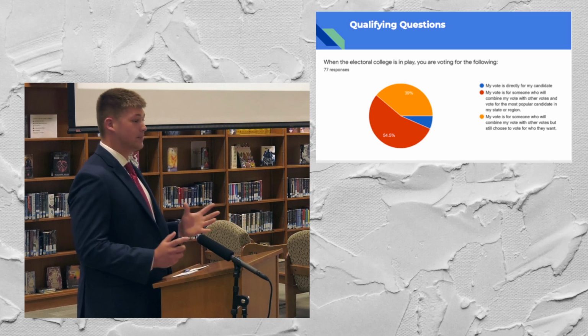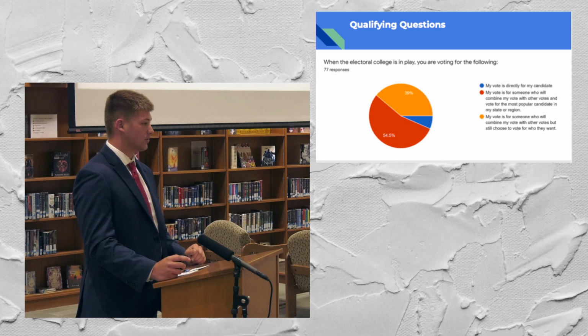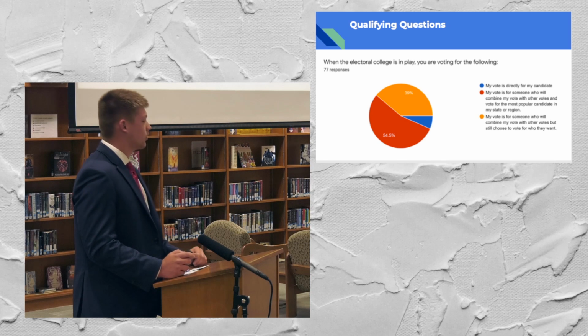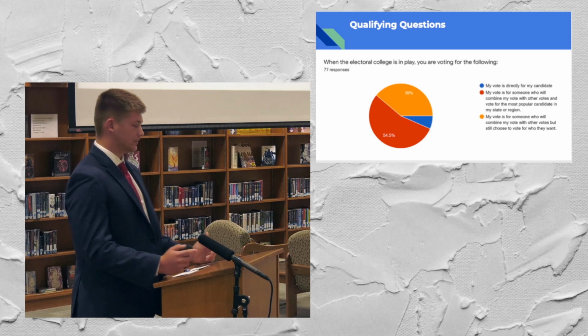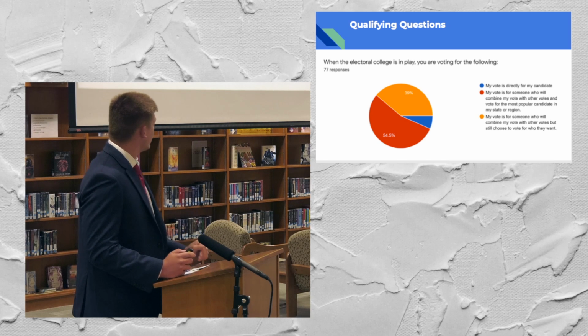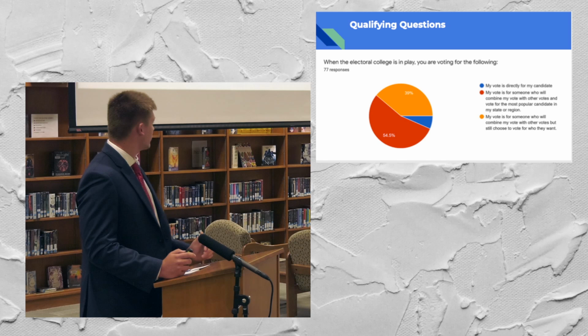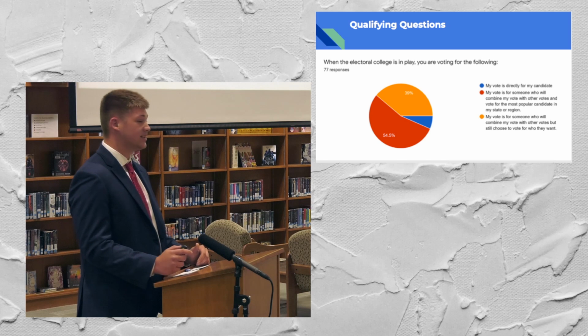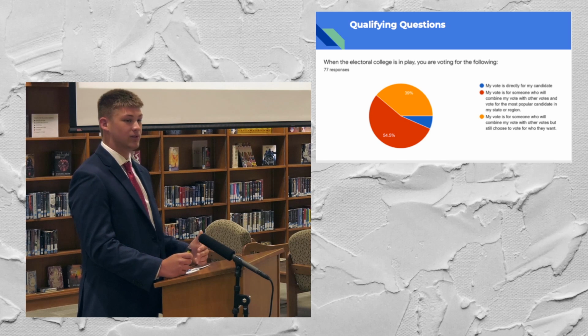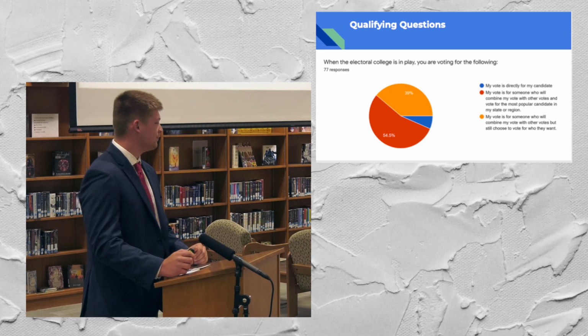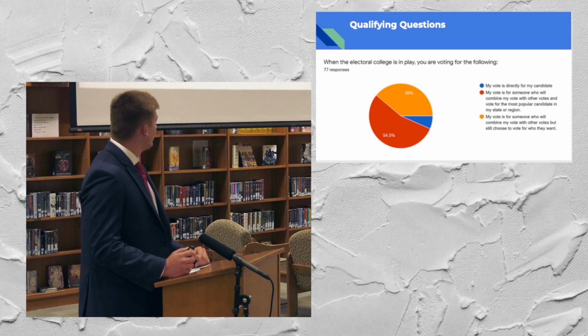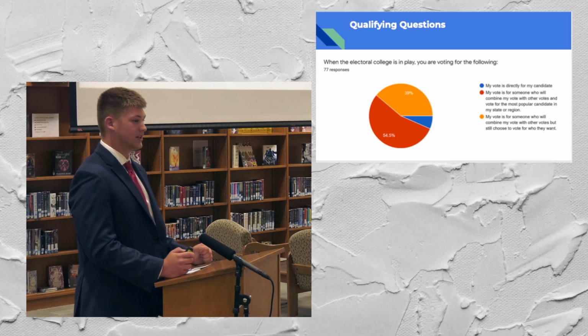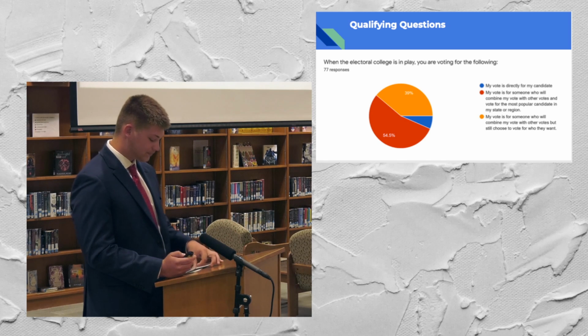Now this one has the biggest spread. This is the second to last qualifying question. It asks, when the Electoral College is in play, what are you voting for, essentially? And the correct answer is actually the orange one. It is, my vote is for someone who will combine my vote with other votes and still choose to vote for who they want to. That is an example of the faithless electors, as previously mentioned. Now, only 39% got this correct. That means 61% of people answered this question incorrectly, proving that they don't have that knowledge base.